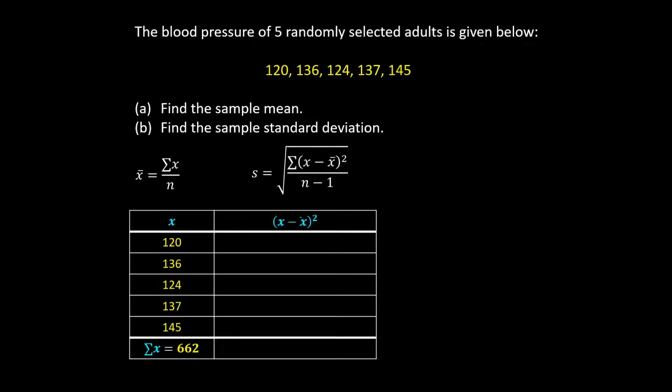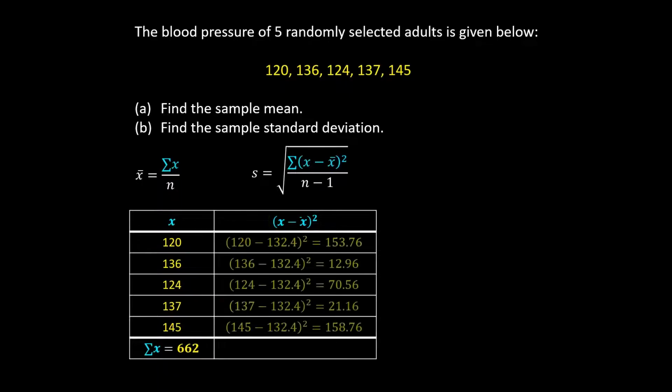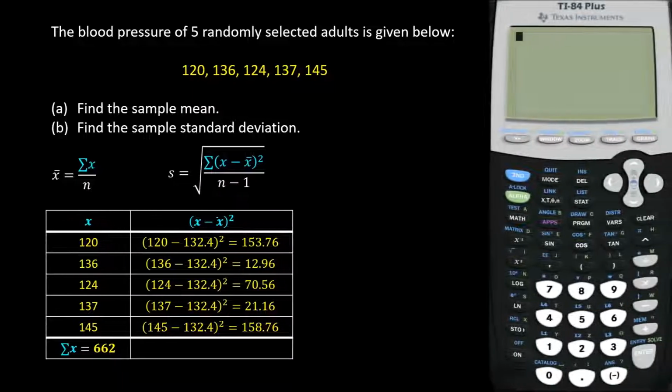If you look at the formula for the standard deviation, you'll notice that there's an expression of the form x minus x bar, and we can use this as a column header. What I'm going to use instead is that expression raised to the second power. We will get the values of this column by subtracting the mean from each individual sample value and then squaring the result. Let's use the TI-84 to do this step.